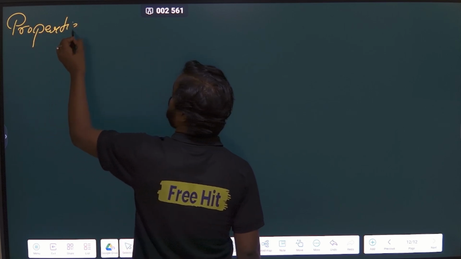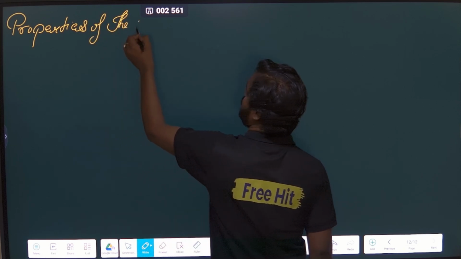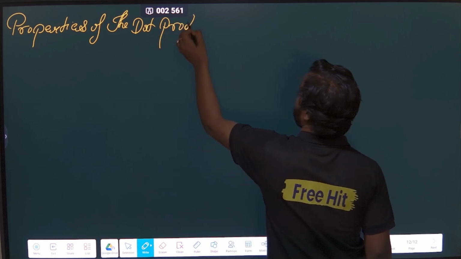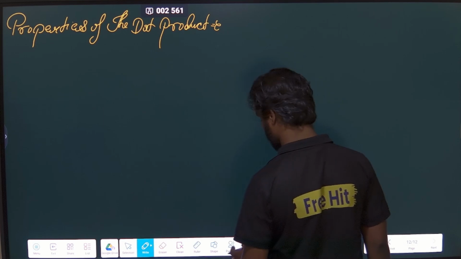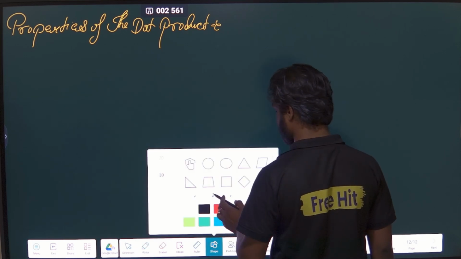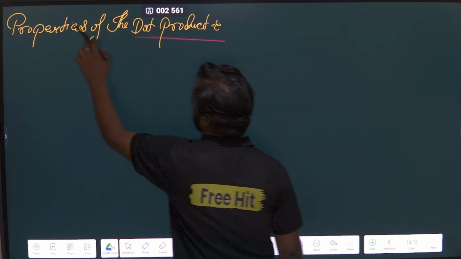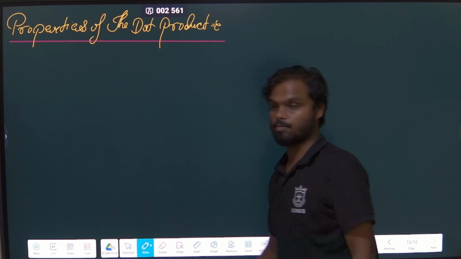The properties of the dot product. Let us see the properties of the dot product. Clear? Okay.